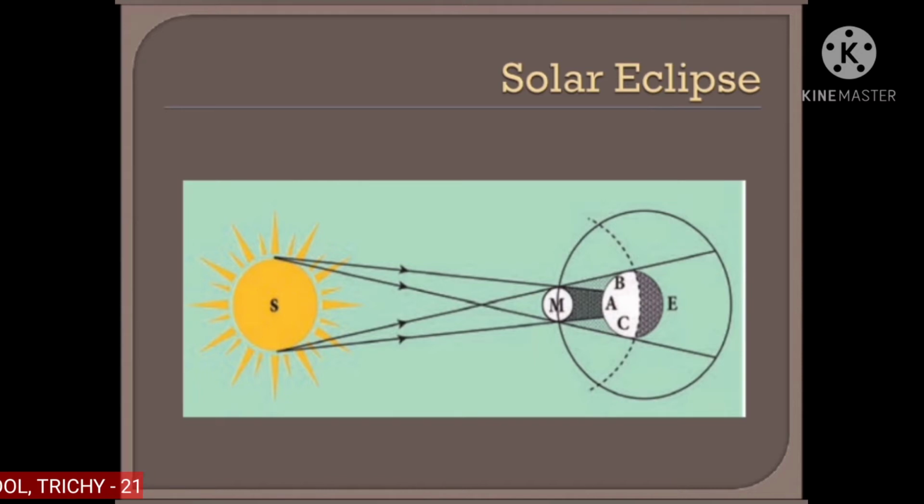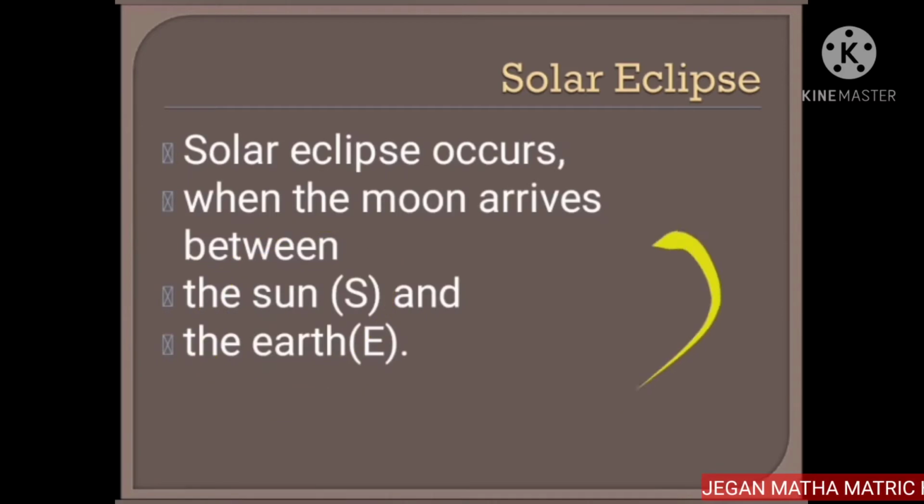Those who are at the region A are unable to see the sun instantly. This is solar eclipse. But those who are at the region B and C are able to see the sun partially. So solar eclipse occurs when the moon arrives between the sun and the earth.